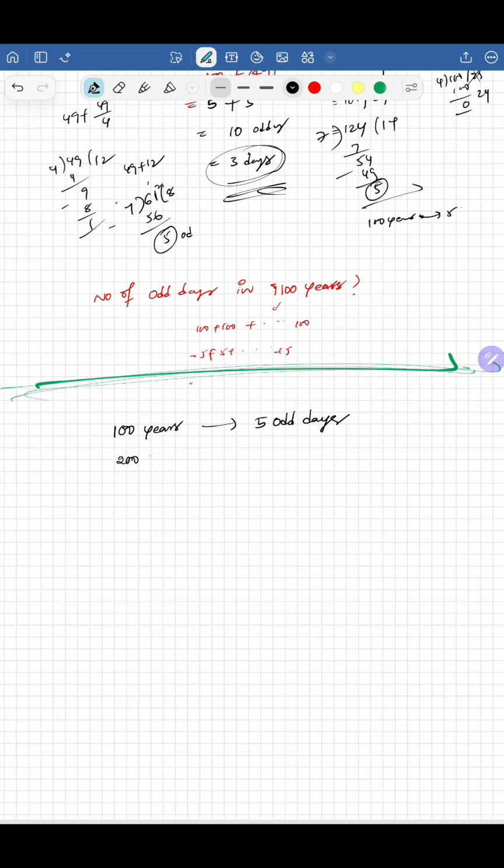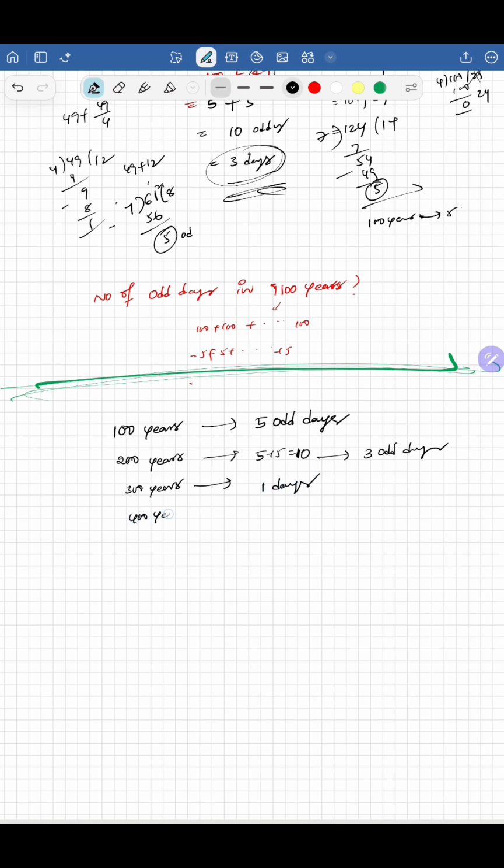If it is 200 years, 5 plus 5 means 10 odd days. Again it should be less than a week, right? Again you have to divide by 7, you will get 3 odd days. If again 300 years, so 3 plus 5, 8. Again divide by 7, then you will get 1 day.